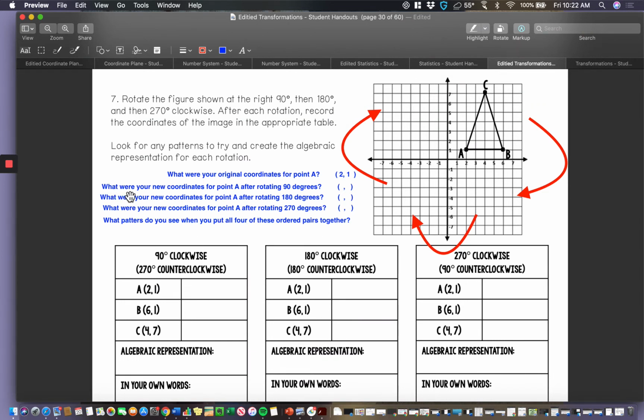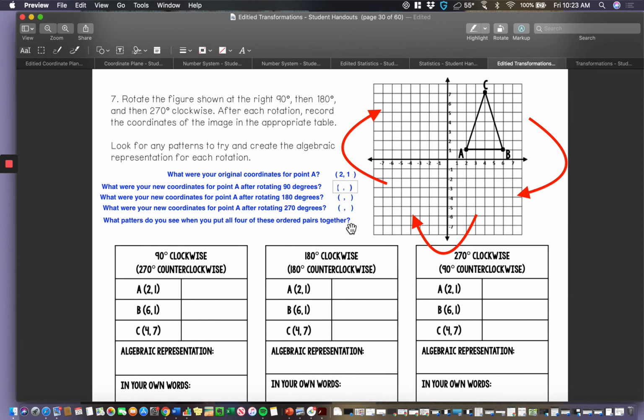Then it says, what were your new coordinates for point A after rotating 90 degrees? After you've rotated this 90 degrees, you want to write those new coordinates right there. You're going to have something very similar here after your rotation. And I'm going to go ahead and fill these in for you.